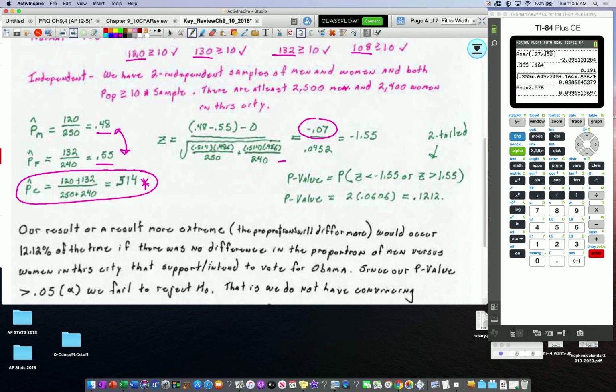So when I do the p-value, I like to go normal CDF. It's not written here, so I'm going to write it here. From negative 99 to negative 1.55. That's where this 0.0606 is coming from. So just to show you that, normal CDF, negative infinity to negative 1.55.